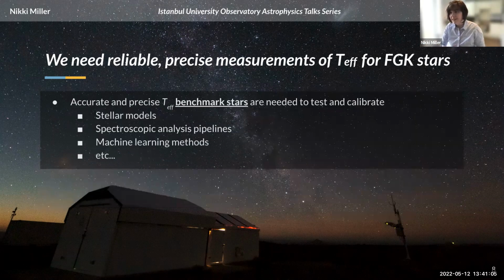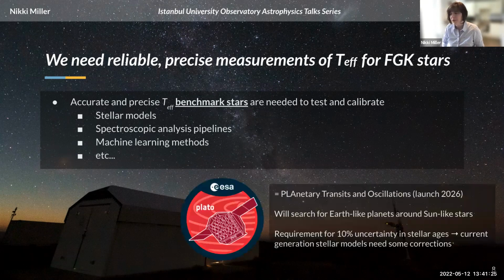So what we need is a set of benchmark stars with accurate and precise effective temperatures that we can trust. We need them to calibrate stellar models. We need them to help calibrate and test pipelines, machine learning methods, all kinds of things that we're doing in modern astrophysics. So one example of this is the upcoming Plato mission.